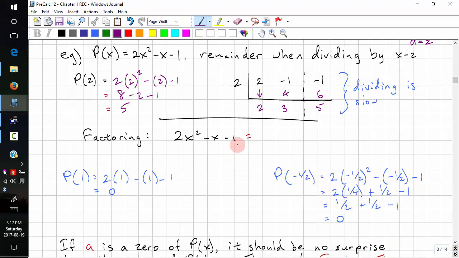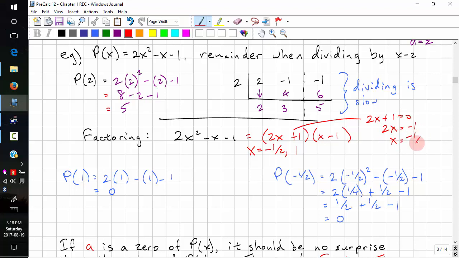Now let's factor this. This factors into (2x, x). We need a negative x, so this must be negative 1 and this must be plus 1. So the actual roots are x equals negative 1/2 and 1. Remember, to find the roots from the factors, we go 2x plus 1 equals 0, 2x equals negative 1, x equals negative 1/2. Okay, you should be able to convert from factors to roots fairly quickly.